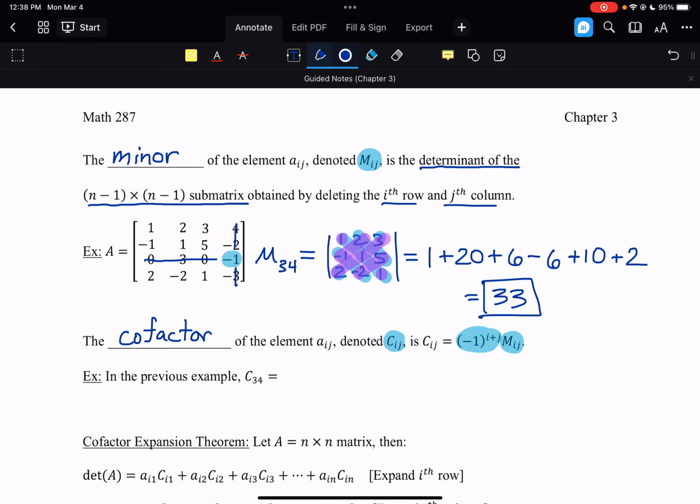So the cofactor is the minor, but it's plus or minus depending on the row and the column that the minor is in. So like in the previous example, the cofactor for the 3, 4 element is going to be -1 to the 3 plus 4 times the minor, which we got is 33. So this gives us -1 to the 7th times 33. -1 to the odd power stays -1. So the cofactor is -33.